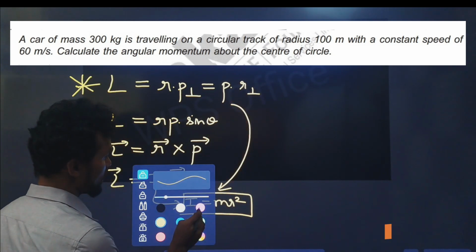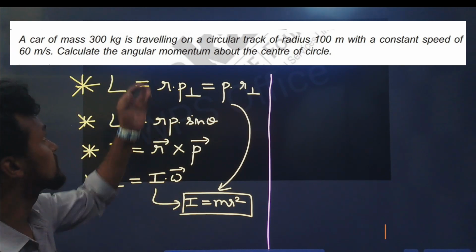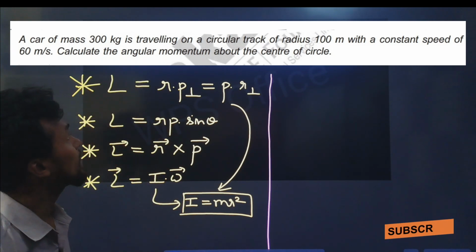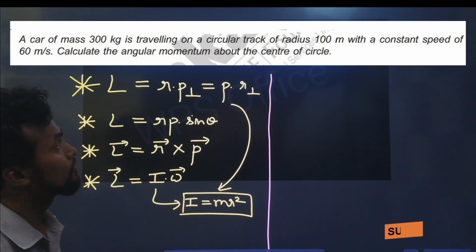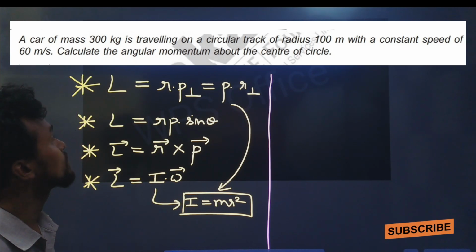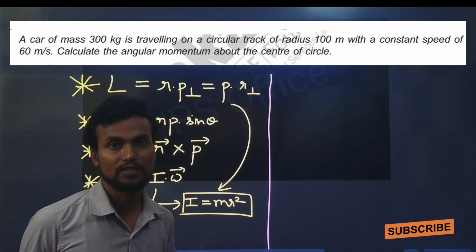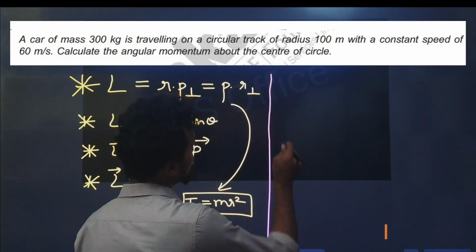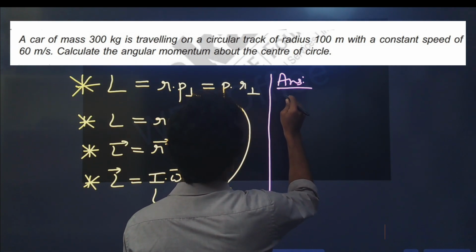Now, students, we are going to solve the questions. The question is: a car of mass 300 kg is traveling on a circular track of radius 100 meter with a constant speed of 60 meter per second. Calculate the angular momentum about the center of the circle. So first, let's note down the data.